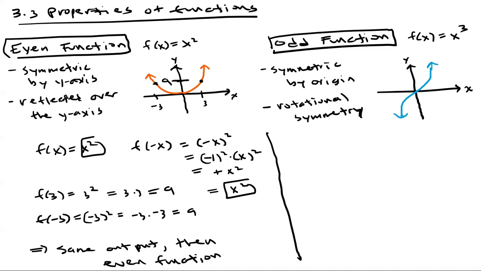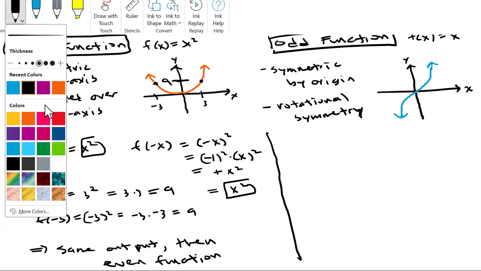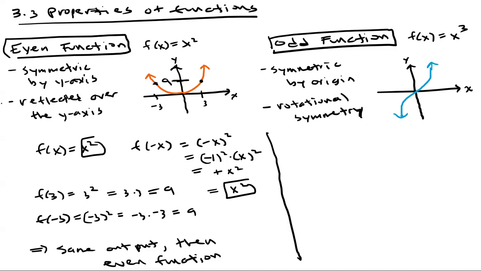Now, let's talk about odd symmetry. And let me use a different color there. Okay, so for the odd symmetry, we are using f of x is equal to x cubed. And I'm going to go through the same process again. Okay, I'm going to plug in positive 3 and negative 3.